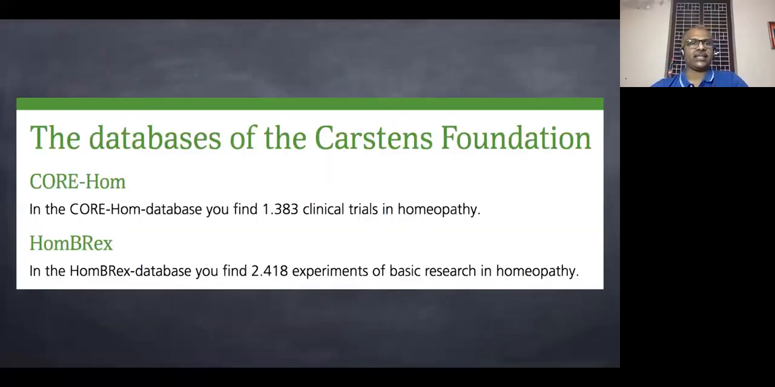And this is another database, Core Home and Home BRX. In the Carstens Foundation database, you will get 1,383 clinical trials in homeopathy. And in the Home BRX database, you will get 418 experiments of basic research in homeopathy. This is also a good database.